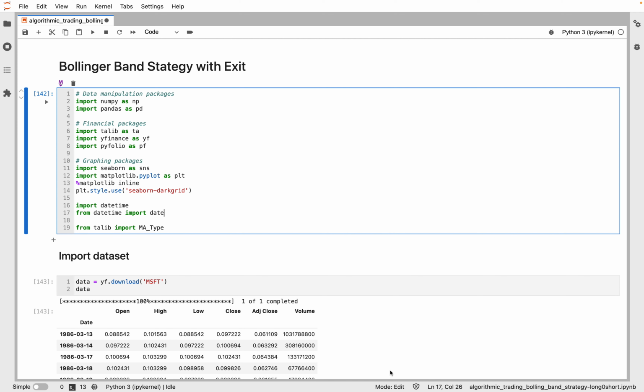Previously, we did a video on Bollinger Band's momentum strategy. The previous video only had long and short positions. In this video, we shall show another Bollinger Band with a neutral position after exiting the long and short positions.